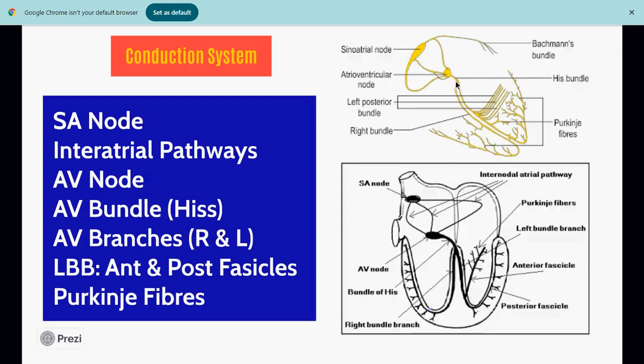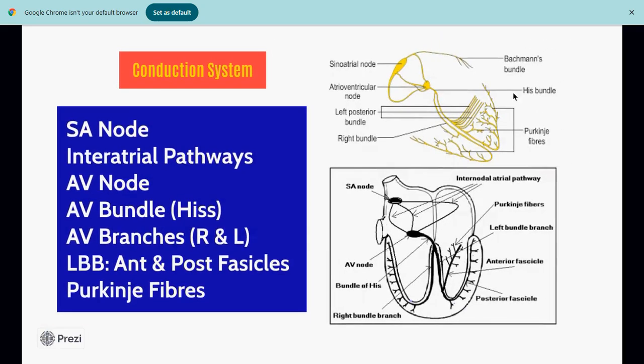And then there is the AV bundle. The other name is the bundle of His. There is only one S in His bundle. His bundle or AV bundle. And we said that the AV bundle divides into right and left bundle branches.